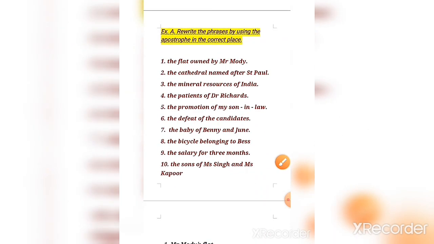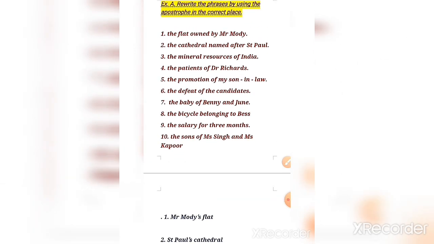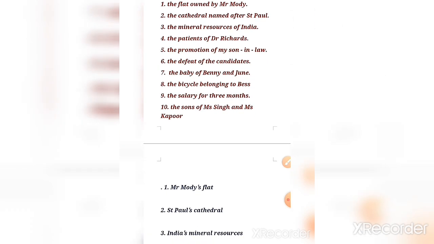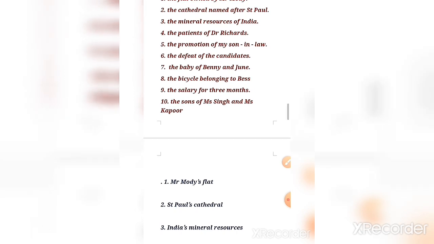Now let us talk about the exercise. The exercise is based on this chapter, so I am going to solve it. Exercise A: rewrite these phrases by using the apostrophe in the correct place. The first sentence says, the flat owned by Mr. Modi. The answer will be Mr. Modi's flat. If we convert it into possessive form, it will be Mr. Modi's flat. Number 2, the cathedral named after Saint Paul. The answer will be Saint Paul's Cathedral. Number 3, the mineral resources of India.